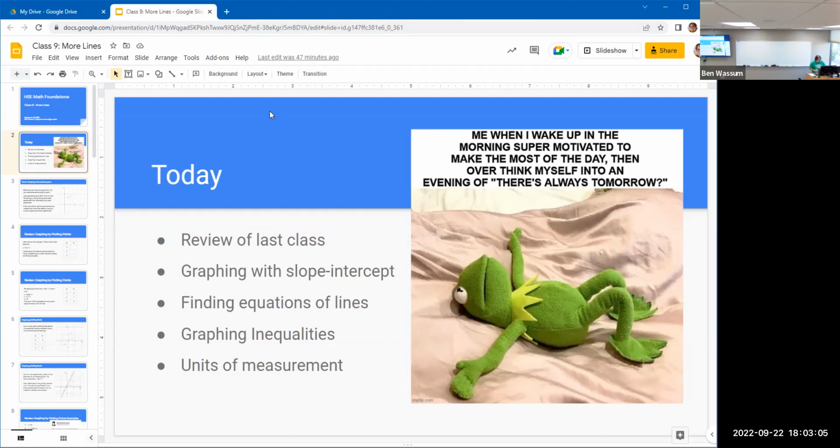So today, as usual, we're gonna review some of the last class, and then we're gonna go over some more stuff in terms of graphing lines. There's graphing with slope and intercept, which is very, very useful, and there's not a whole lot you can mess up. It's honestly my preferred way of graphing, at least straight lines. Then we have a method of finding equations of lines given pieces of them. Then we have how to graph inequalities, and I'm not sure that we're going to get to units of measurement.